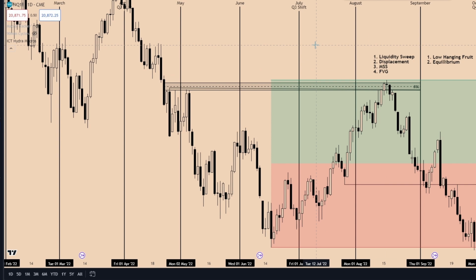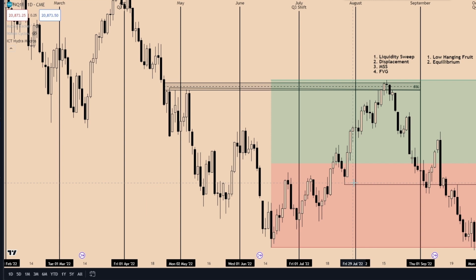Now, the reason you would want to be taking profits at equilibrium is because if you are not advanced enough to know whether we are in a bullish reaccumulation profile or a market maker sell model, you do not want to get stopped out of your trade before taking out this low-hanging fruit, because that might not be taken out in the first place, and let me tell you why. When we are in a buy program, equilibrium is then acting as a discount.